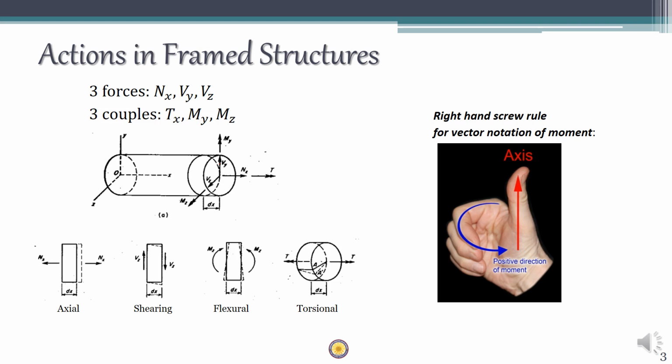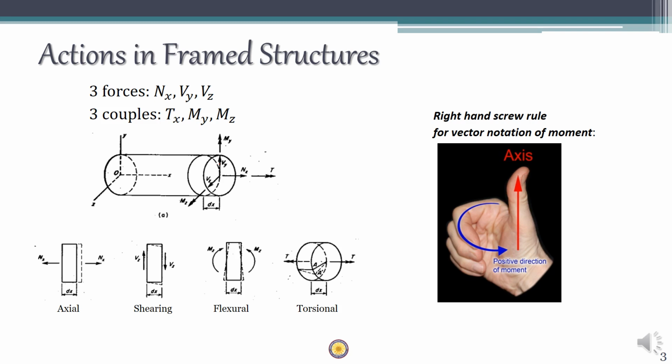Any moment about its longitudinal axis is called a torsional moment. The sense of it is given by the direction in which your fingers close. This is given in your figure. The other two moments are about the y-axis and z-axis. These two moments can be called bending moments.